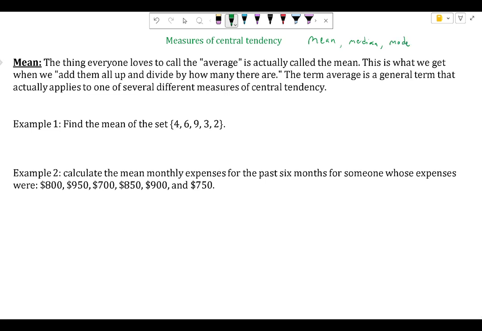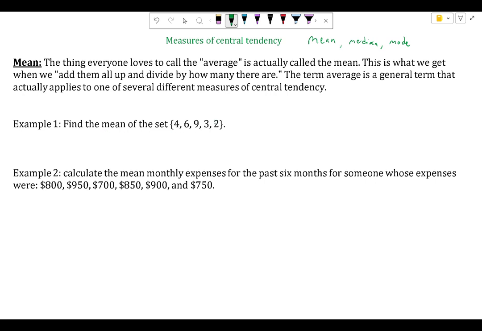So the mean is the thing that everyone loves to call the average, but we actually call it the mean. This is what we get when we add up all the data values and divide by how many data values there are. The term average is a general term that actually applies to one of several different measures of central tendency, depending on the type of data we have and the situation that we're dealt. So we'll talk about that later in this video, but for right now, let's try and find the mean for this set of data values.